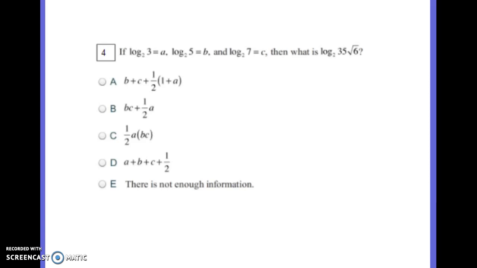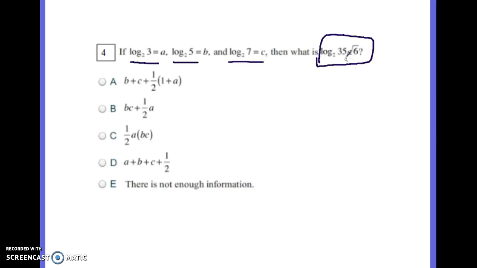As we look at number 4, if you've not encountered logarithms in any of your math classes, number 4 is a bit challenging. And even if you have seen logs, you have to think back to those logarithmic properties. What you're essentially trying to do is rewrite this expression on the end in terms of these 3 pieces that you've been given. So your base is 2, log base 2 of 35 square root 6.